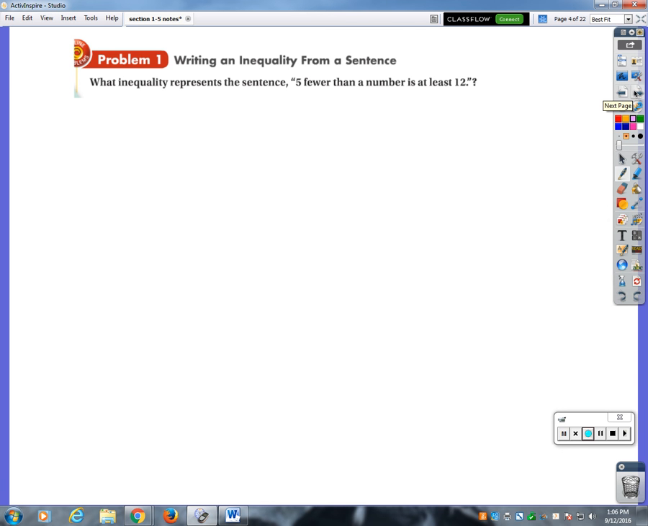All right, so for example, if I were to write an inequality that represented this sentence, 5 fewer than a number is at least 12. First of all, 5 fewer than a number is what?